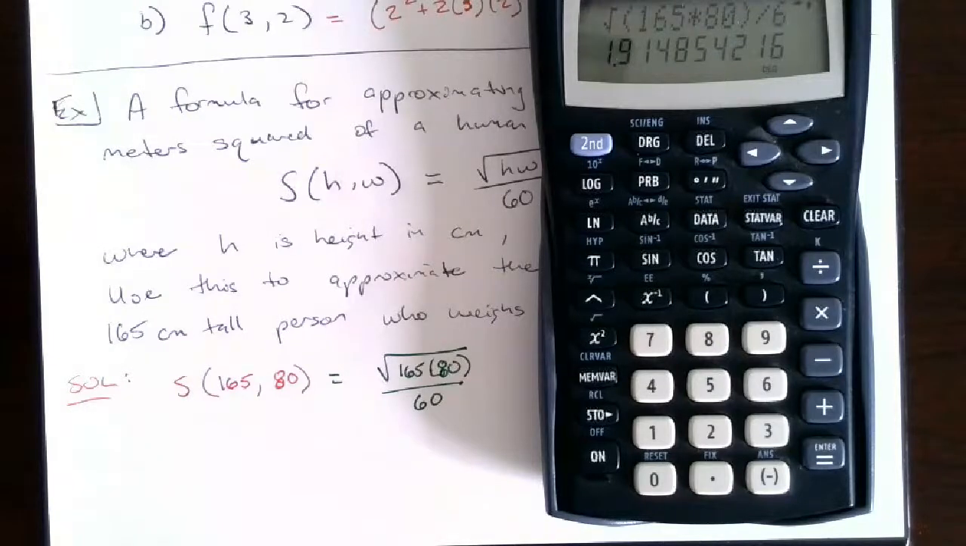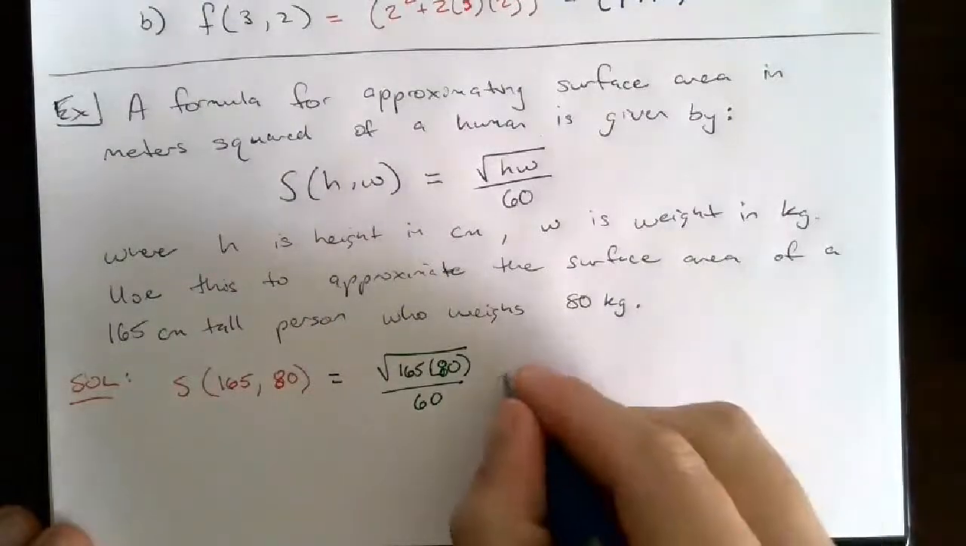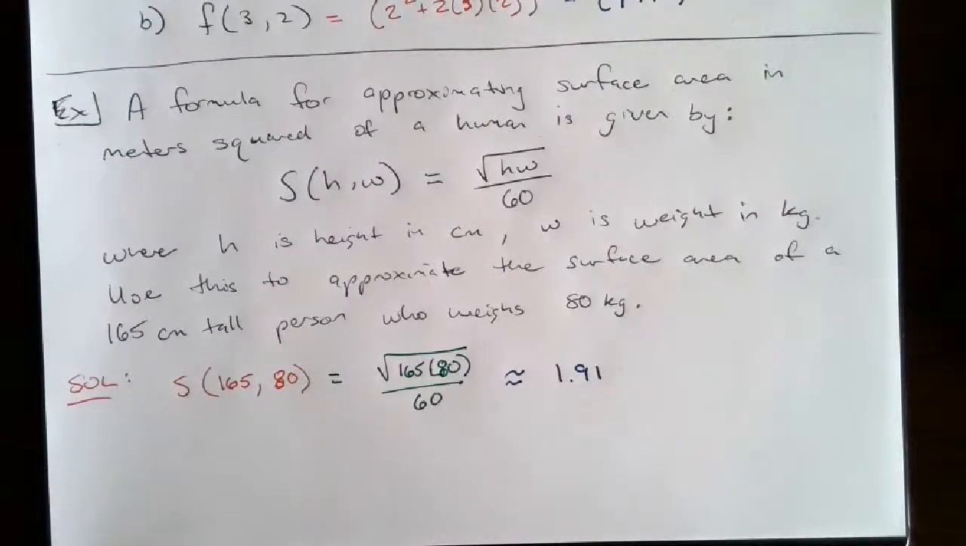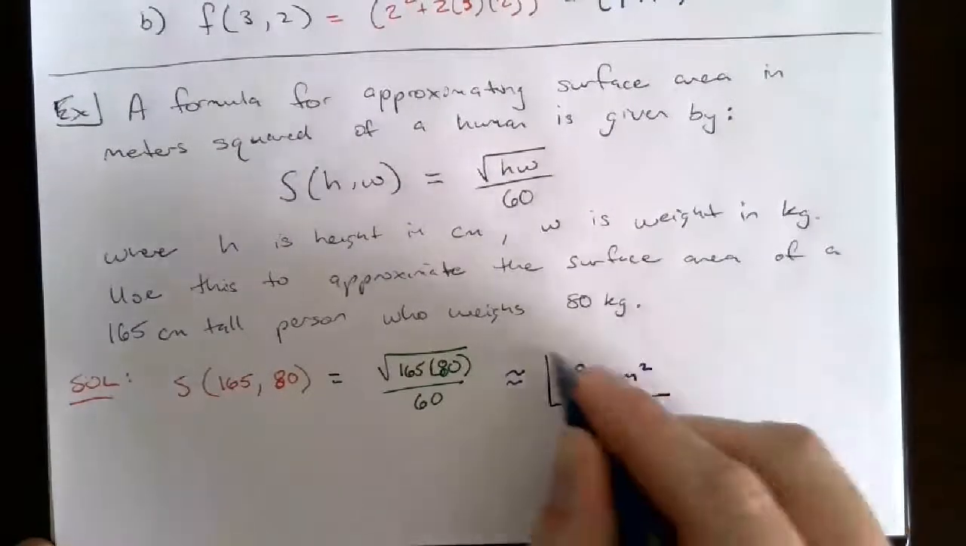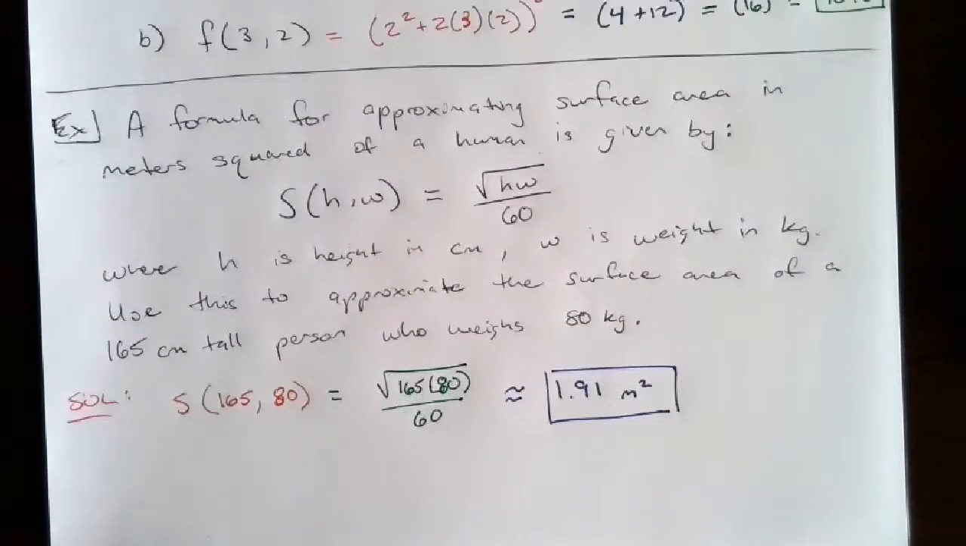1.91485. We'll approximate to two places, so 1.91. So this is approximately 1.91. Remember what the units are on this? They said this is surface area in meters squared, so it's 1.91 meters squared, or you could say square meters. So that's the surface area for a human who is 165 centimeters tall and weighs 80 kilograms. Basically, this was just making sure you understand how to substitute in. All right, so this section is really short. It was really just making sure you understand how to evaluate functions. In the next sections, we'll talk about how we use these functions of several variables with partial derivatives.